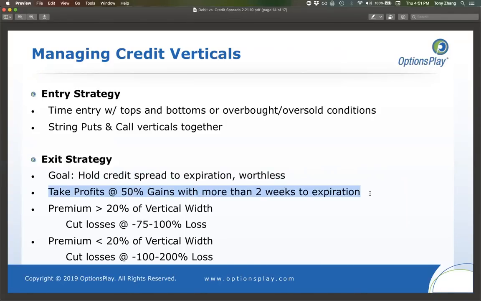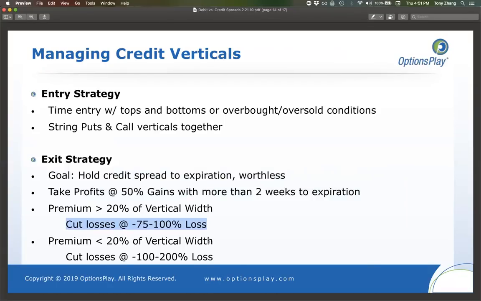With respect to cutting losses, this is really where it depends. It depends on how much premium you're actually collecting off of the vertical width. So again, the vertical width is the distance between the two strikes. So if you're collecting more than 20%, so if you're using the golden ratio that we're talking about and you're collecting a third of the width, then you want to cut your losses when you've lost anywhere from 75 to 100% of the vertical width.